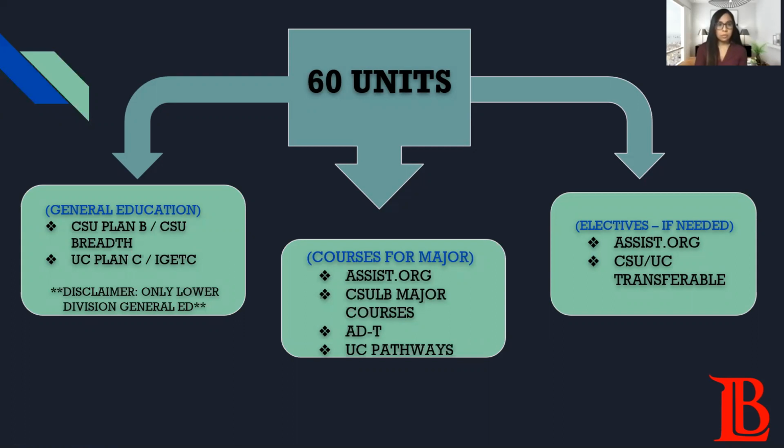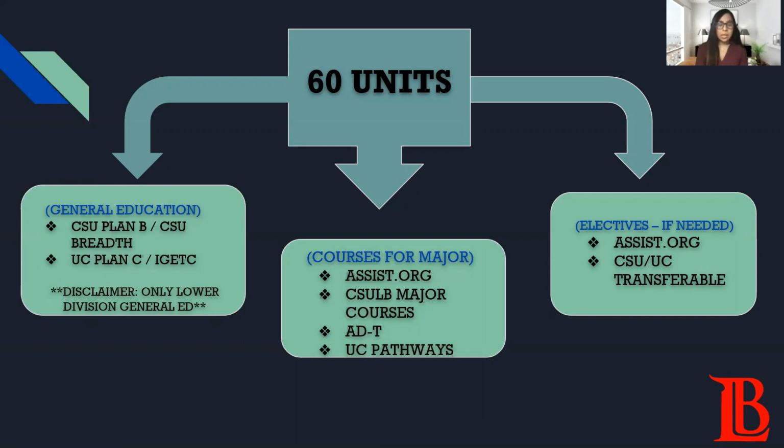So let's start with the first source that we can get some units. This is the general education. We have two plans that we can take. One is the CSU Plan B, CSU Breadth, or the UC Plan C, IGETC. Let's start with the CSU Plan B. This plan gives you a list of courses that you need to take if you're planning to transfer to a Cal State University. For example, if you're telling a counselor that you want to transfer to Cal State Fullerton or Cal State Long Beach, this would be the plan for you.